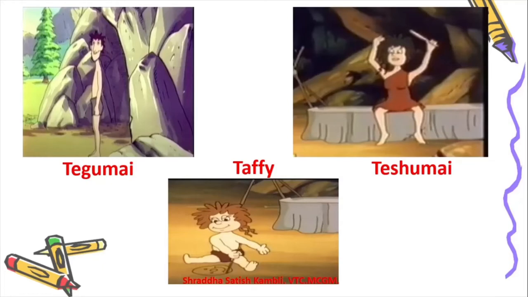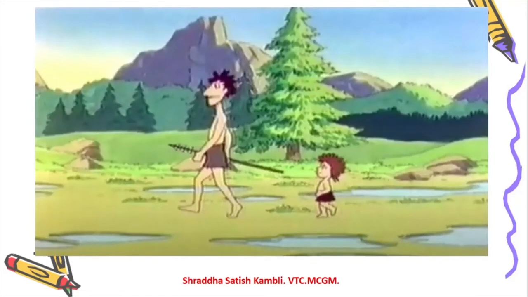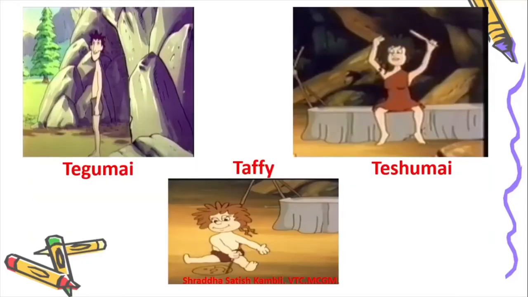And then one such day, Tegumai along with Taffy went fishing, but on the way there were a lot of beaver swamps, and these beaver swamps are dangerous places, especially for children. So Taffy and Tegumai went fishing, and then you will see how Taffy, Tegumai and Tishumai had a big misunderstanding.